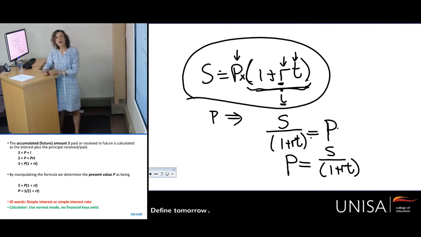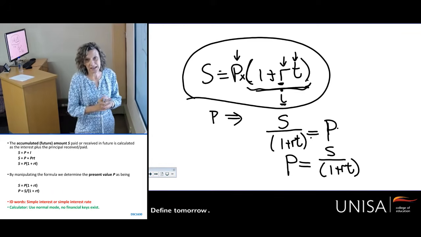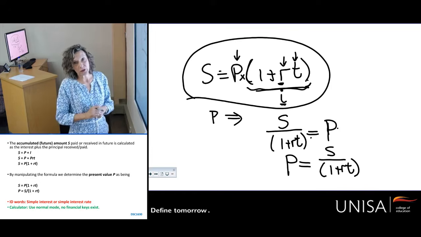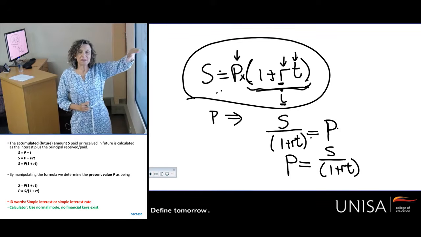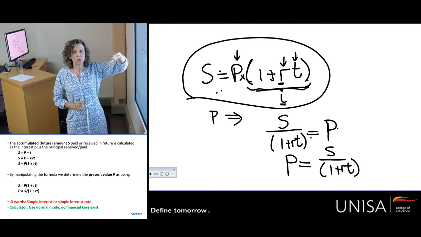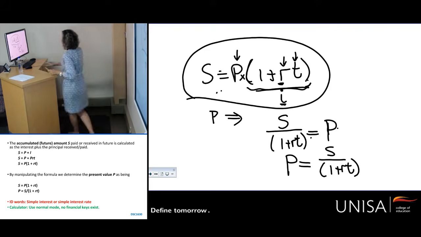Now, how do I calculate that formula? We use our normal calculator mode. At this stage, with your calculator, you haven't touched the financial keys yet. Only later on we will be using that. At the moment, to work out any simple interest calculations, you will use the normal mode of your calculator.